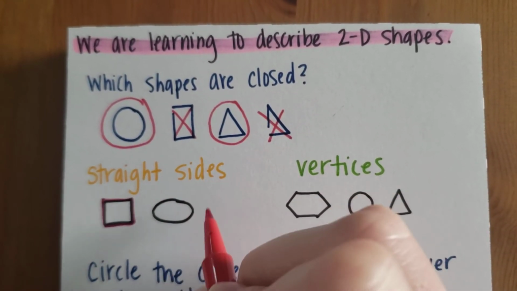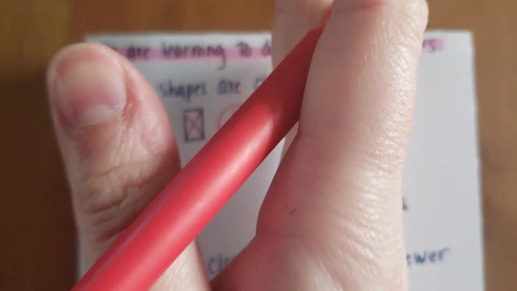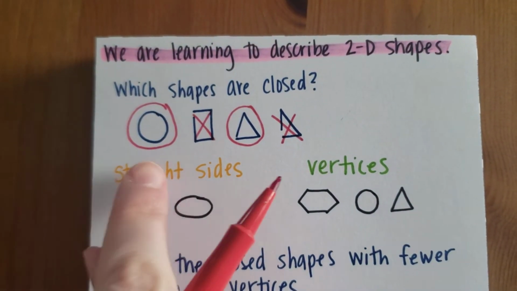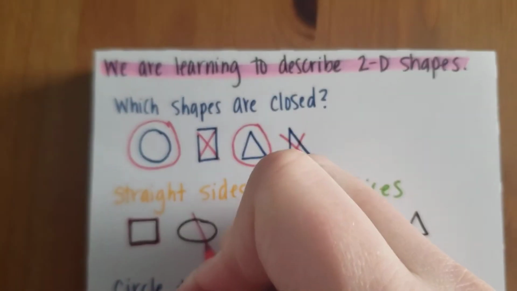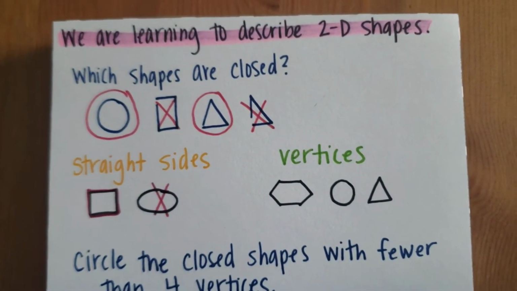There's no, just, right there in a line, okay? So there are no straight sides on this one. So I'm just going to put an X through that one because there's none there.